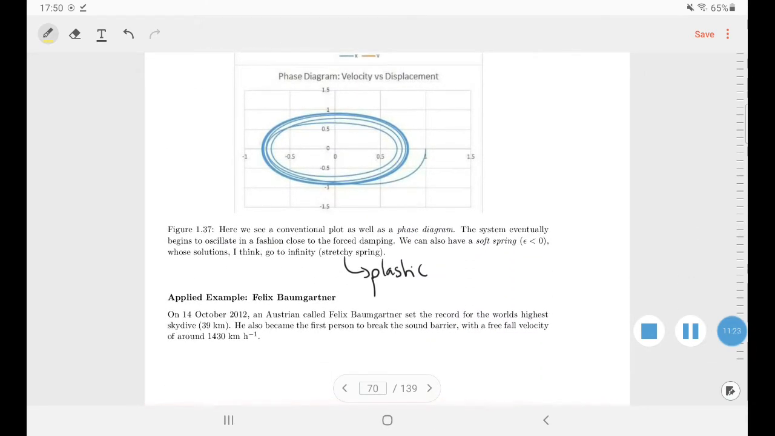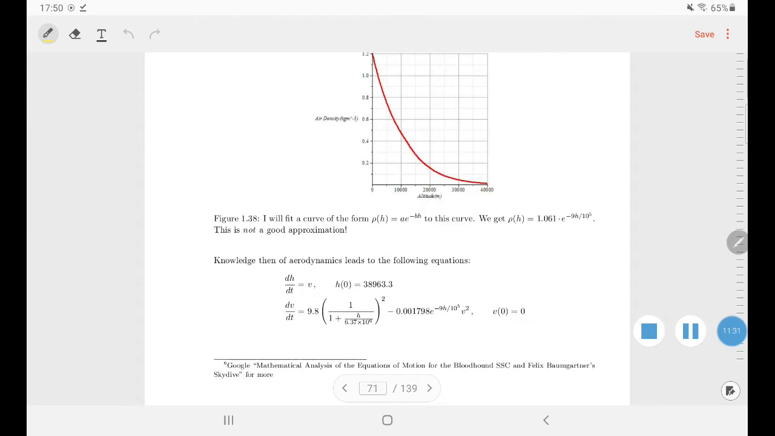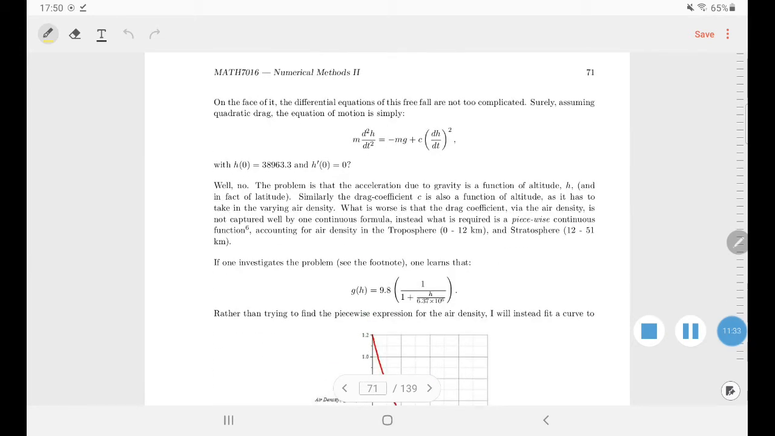Okay. The other example that is interesting is Felix Baumgartner jumping out of the plane. Now the interesting thing about it is, if we write it down, it's not complicated. Mass times acceleration is gravity. So here I think we're taking h to be positive.